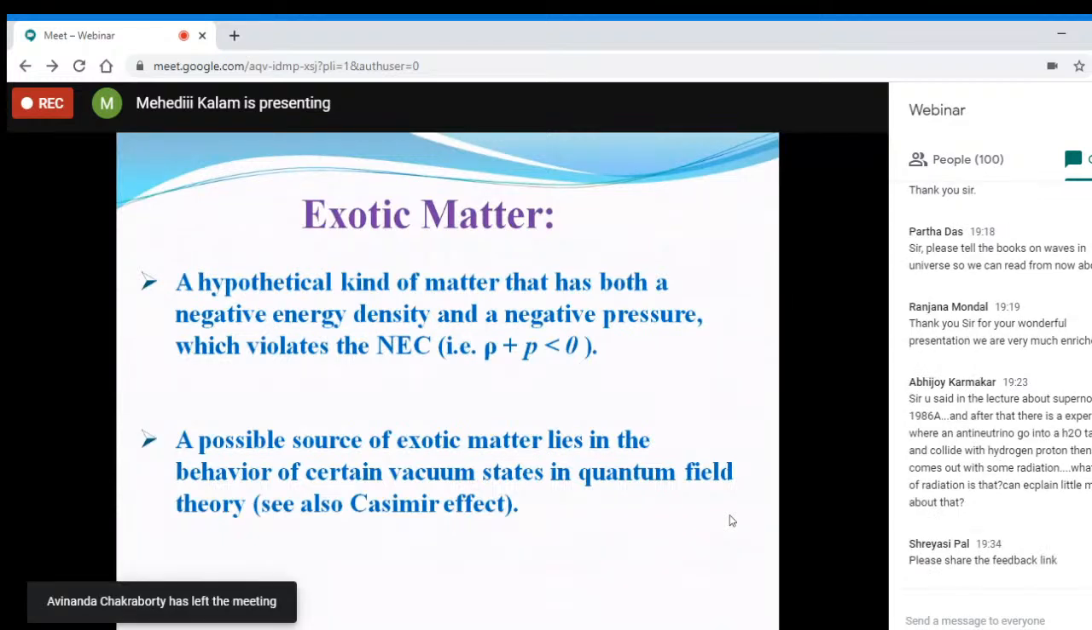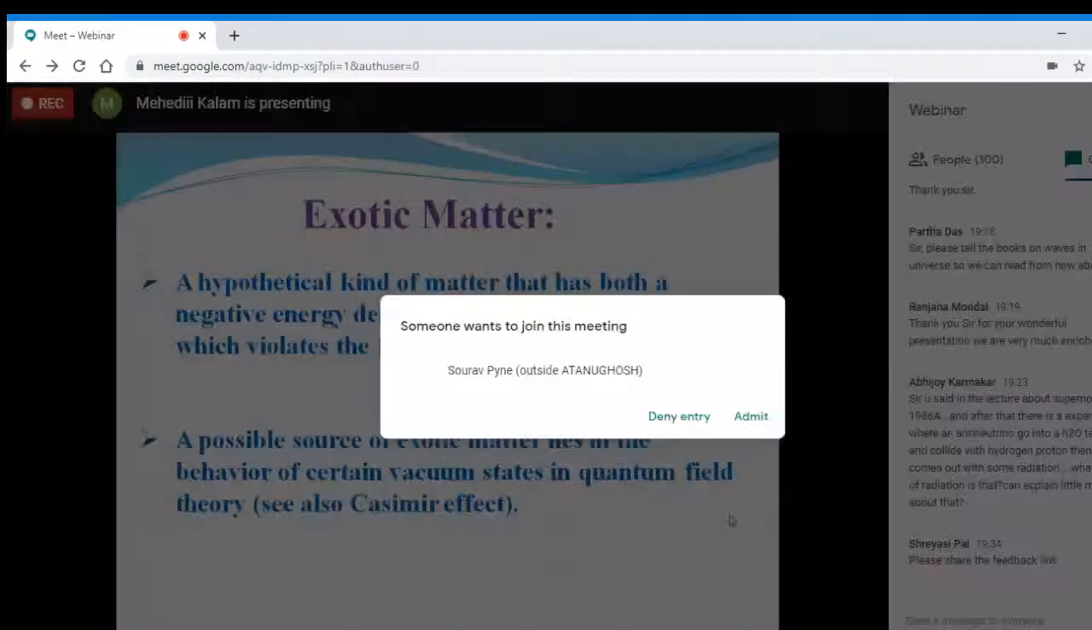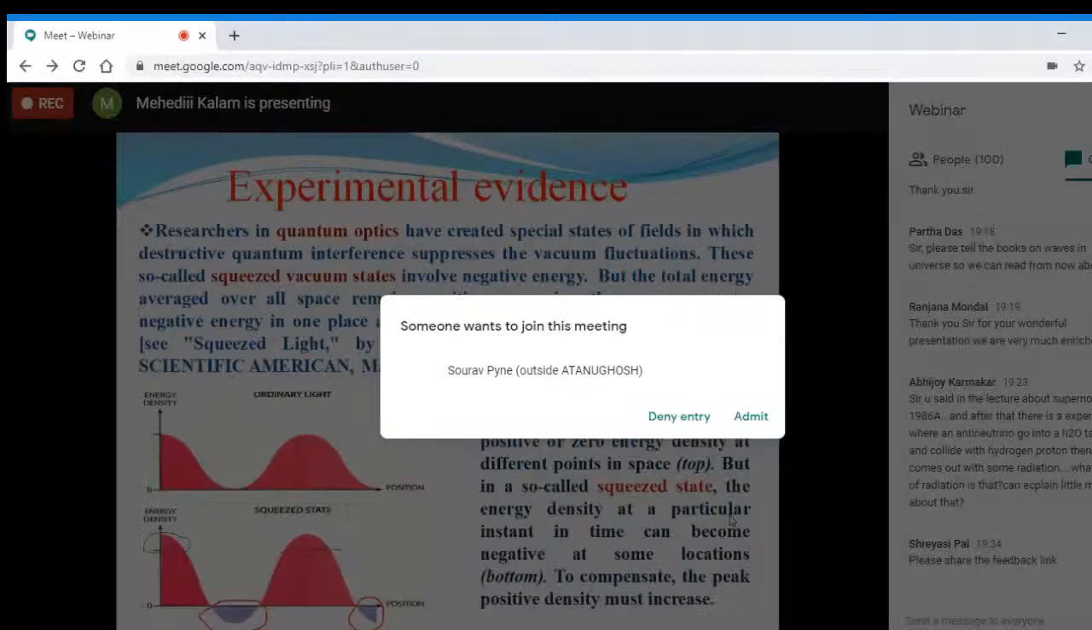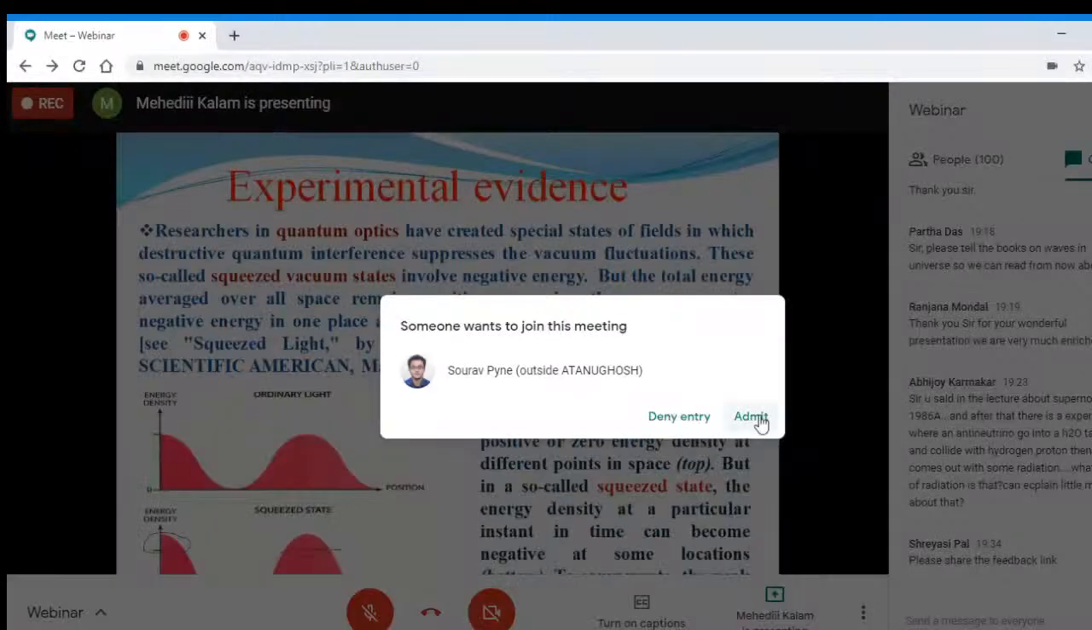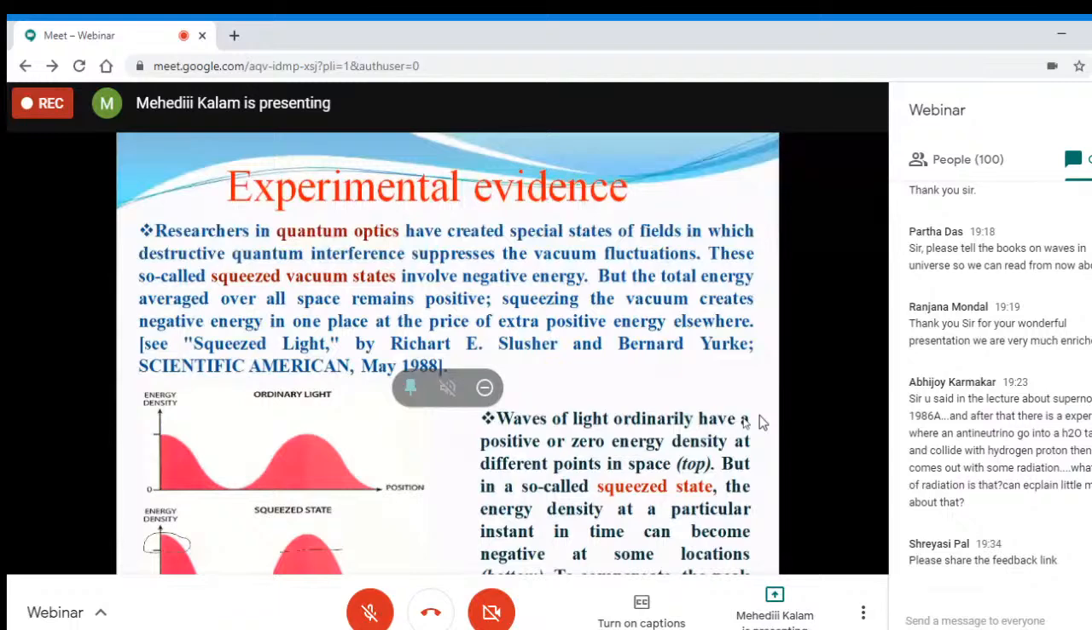Not at all, because a possible source of exotic matter lies in the behavior of certain vacuum states in quantum field theory, as well as in the Casimir effect. So we have experimental evidence of the existence of this exotic matter. One of these is the squeezed quantum state in quantum optics, where during the vacuum fluctuation, the existence of negative energy is there.